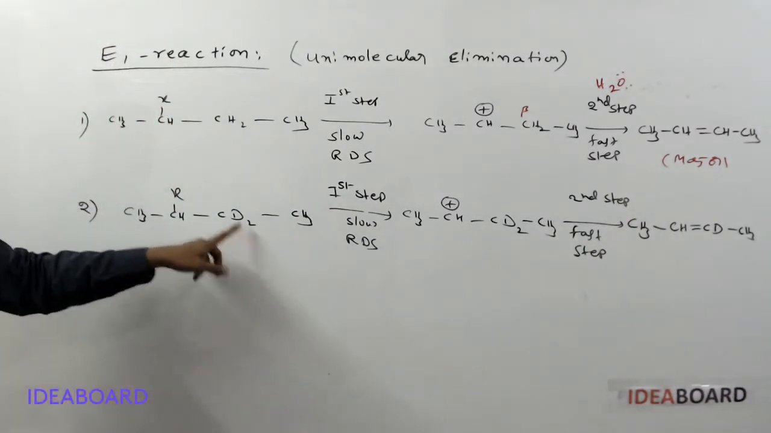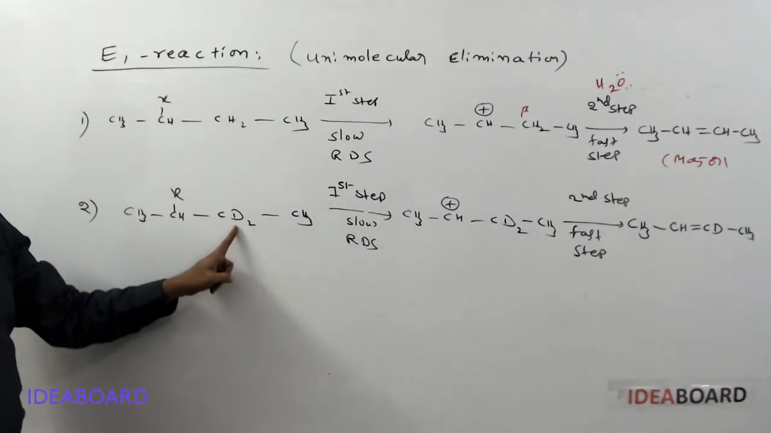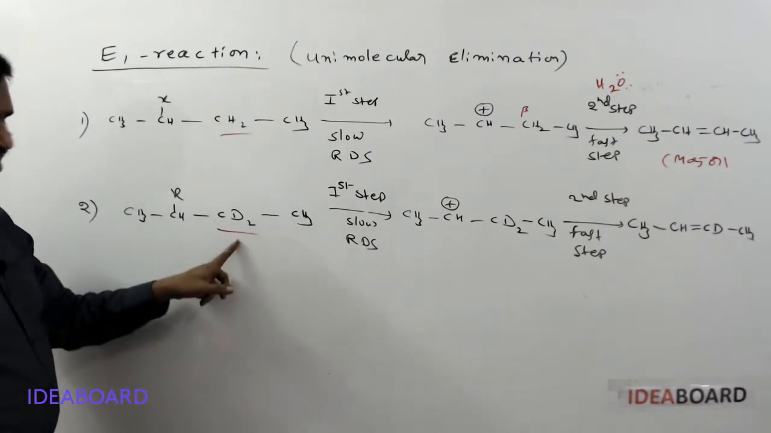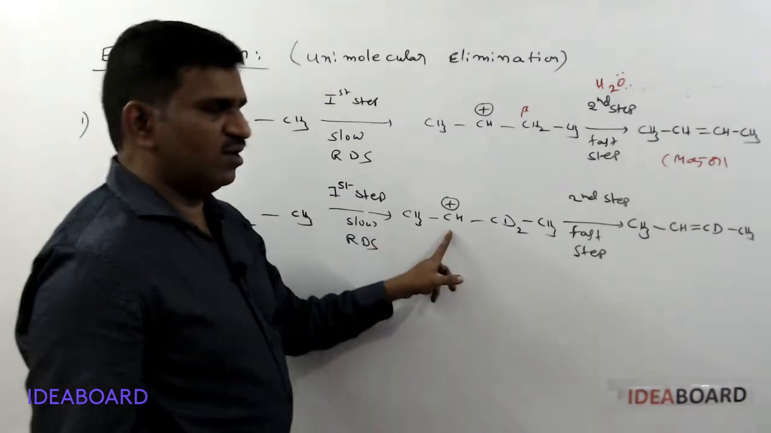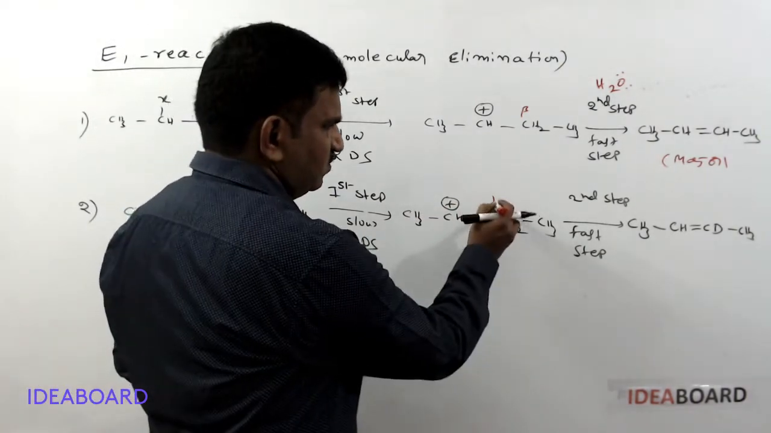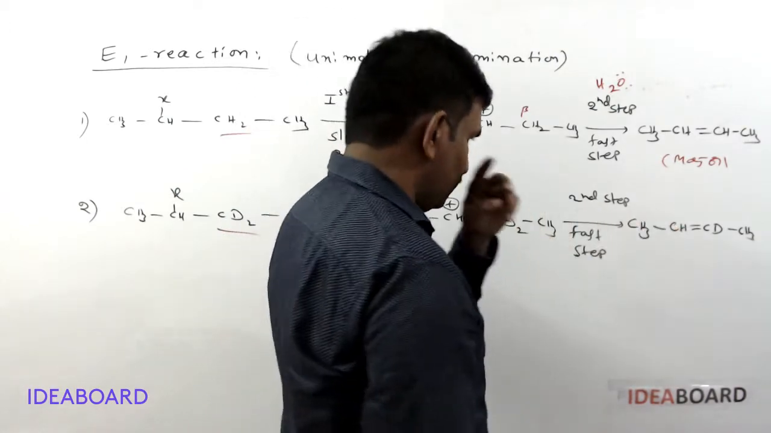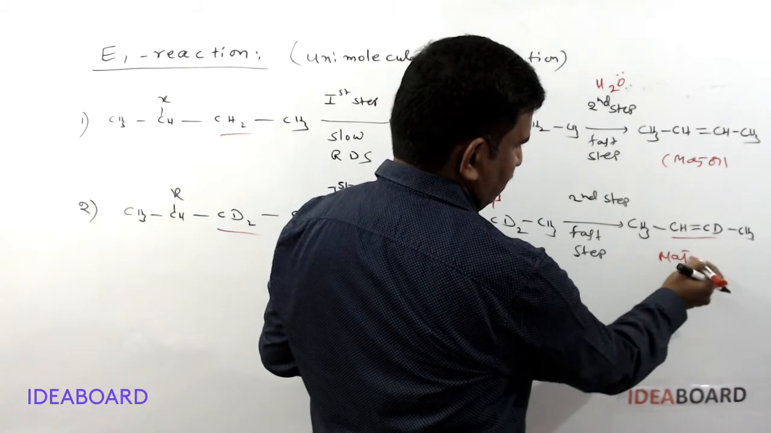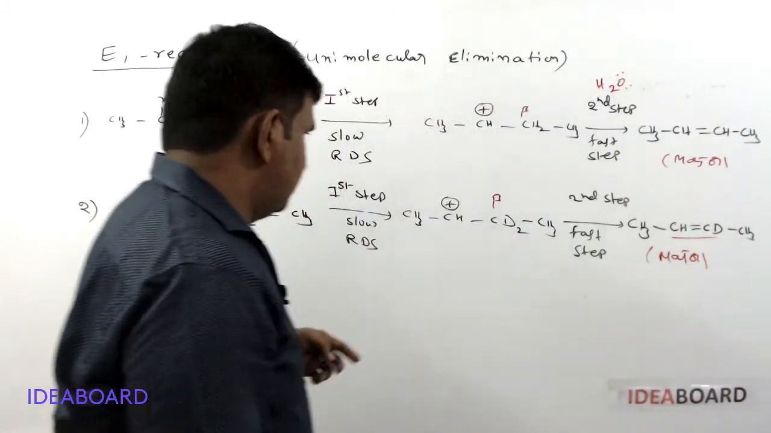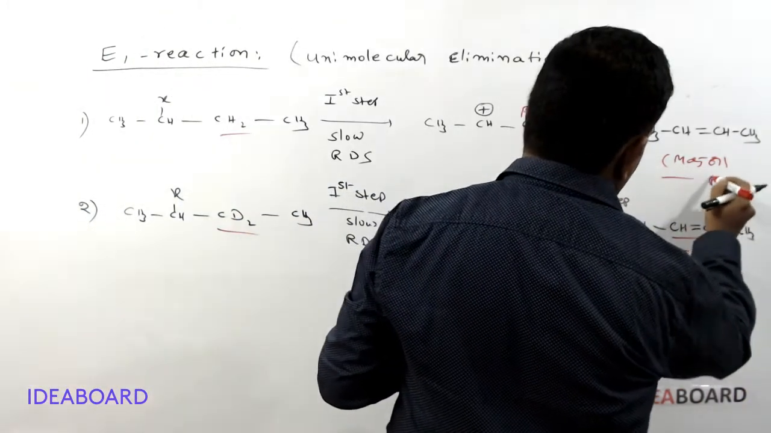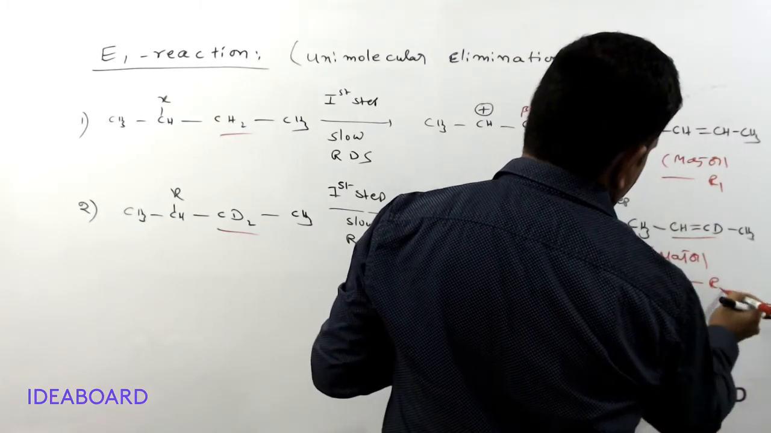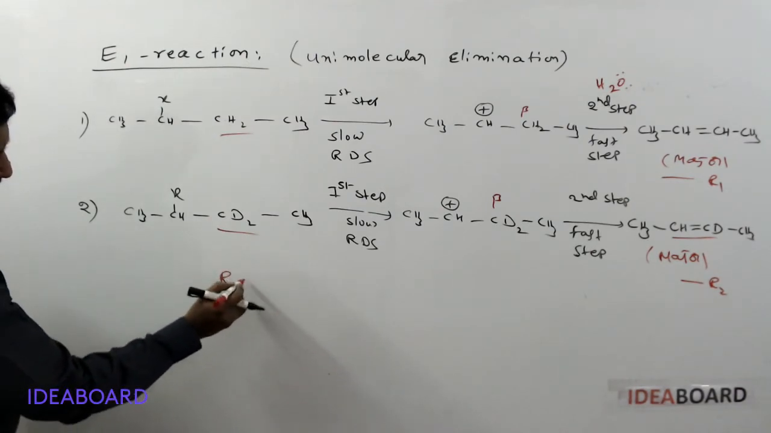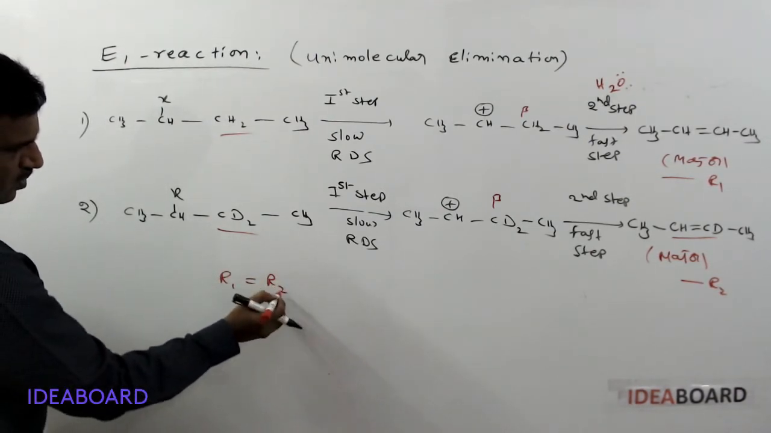And in this process, if you take the same compound, but here it is taken as CD2, not CH2, please check the difference. CD2. The first step gives the same carbocation as before. And from this beta carbon, if you remove the deuterium, we get this product, and this is also a major product. Now tell me, suppose this reaction is called R1, the rate of reaction, and this is R2. Is rate of reaction R1 equal to R2 or not?